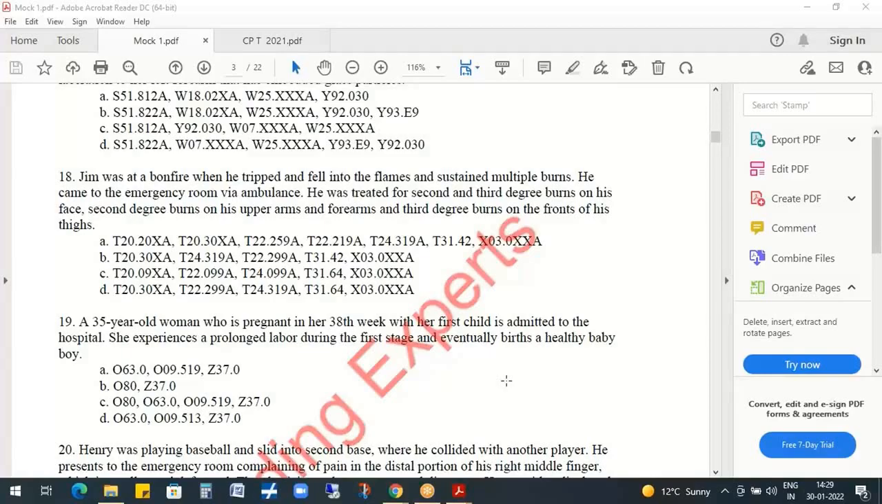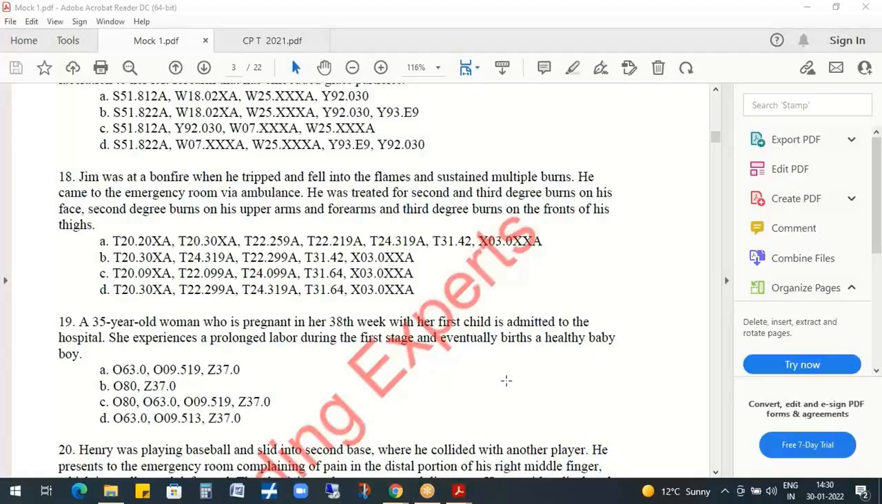It is not mentioned in the question. He came to the emergency department. He was treated for 2nd and 3rd degree burn on his face. You can see here, 2nd degree, 3rd degree burn on his face. As per the rule, which one do we need to code? Only 3rd degree, right? Okay. Then here the question is not based on total percentage of burns. They have given it in a different way. If you go by the codes only, you can rule out this option.